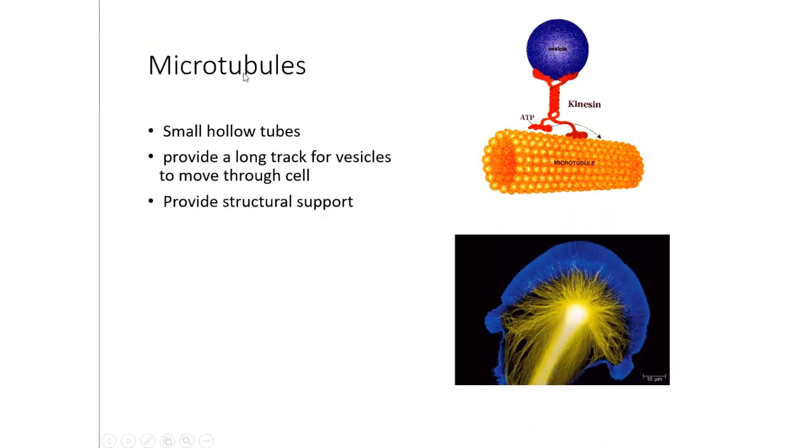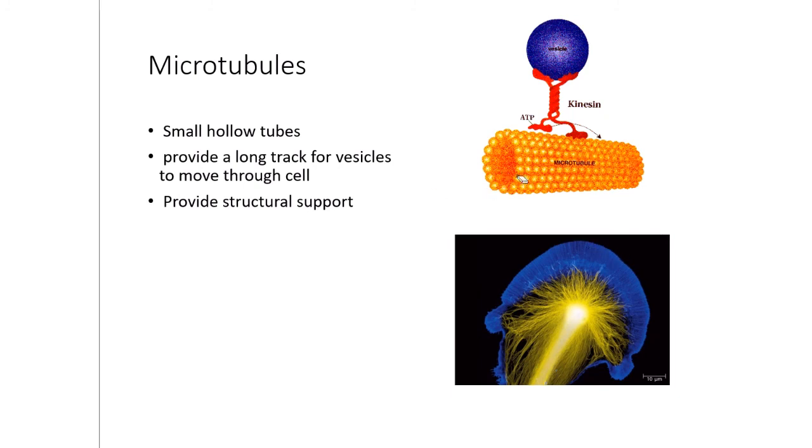Last but not least, we have these microtubules. They are small hollow tubes, and they provide long tracts for the vesicles to move around in the cell. So if you have a vesicle that buds off from the rough ER, it needs to find its way to the Golgi body, right? And we don't want to rely on random movement and random diffusion for the vesicle to find the target. That might take too long, right?